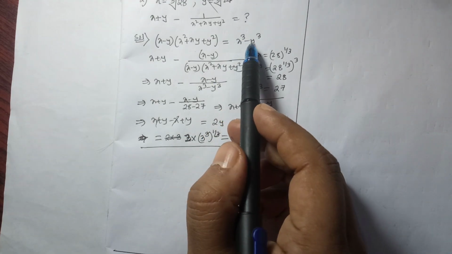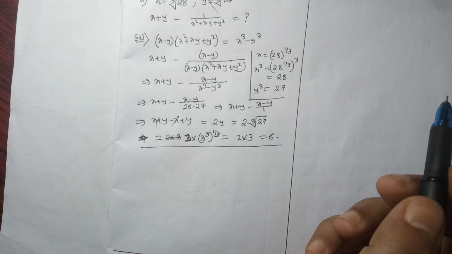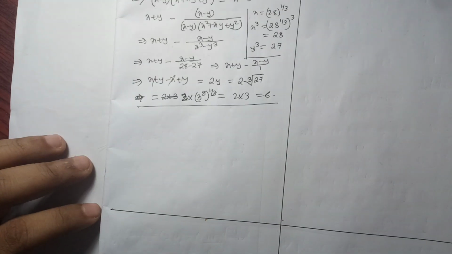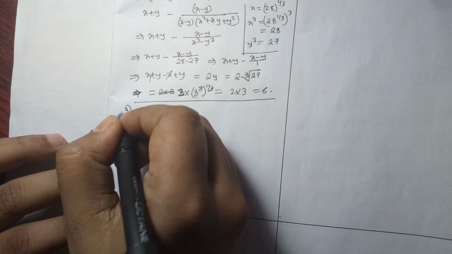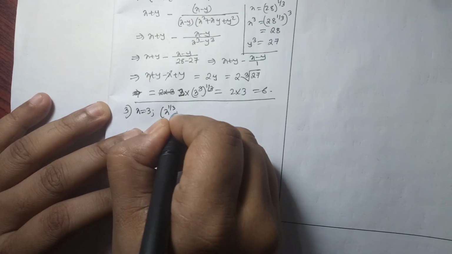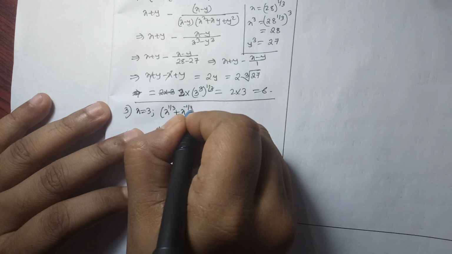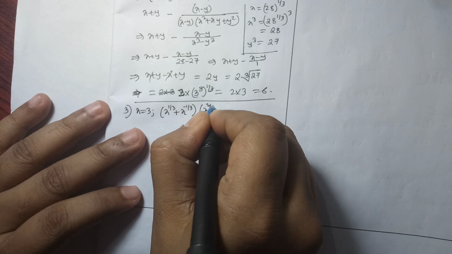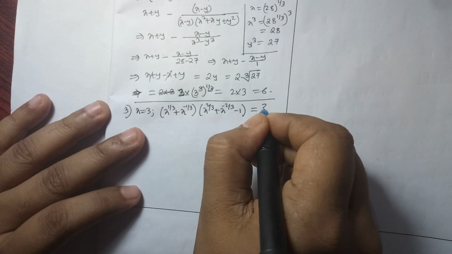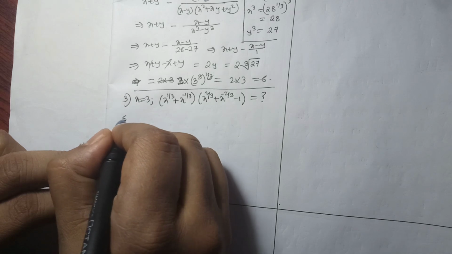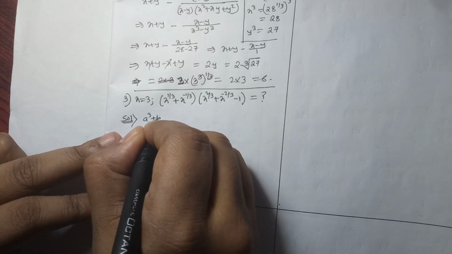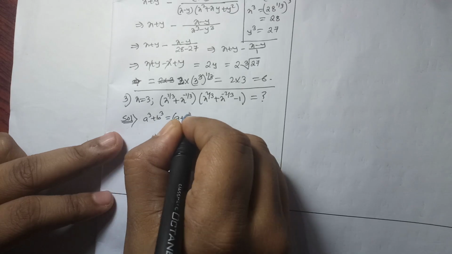This is the formula for a cube minus b cube, and now we'll do the a cube plus b cube. Okay, moving to the next. If x is equal to 3, then x to the power 1/3 plus x to the power minus 1/3 whole cube minus 1. So here you have to use a cube plus b cube. What is the formula? You will come across it if you don't know. For now just keep it in mind.